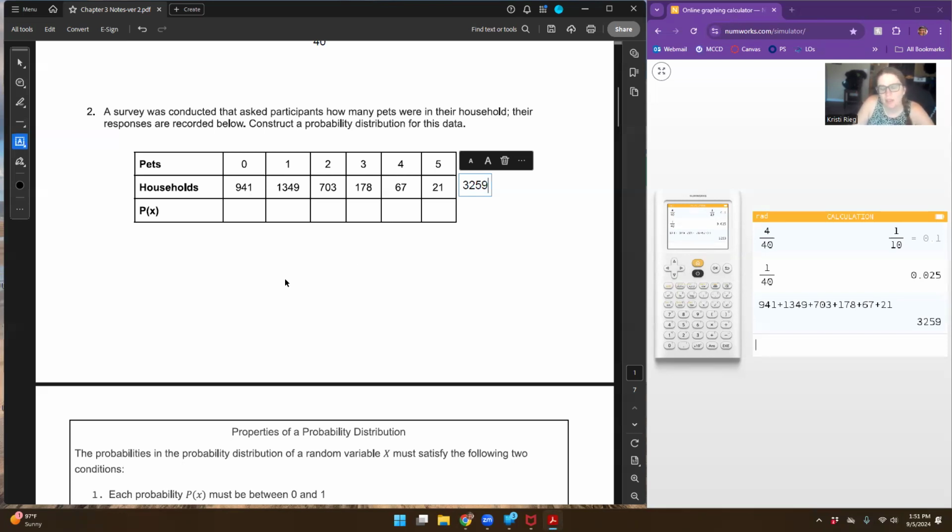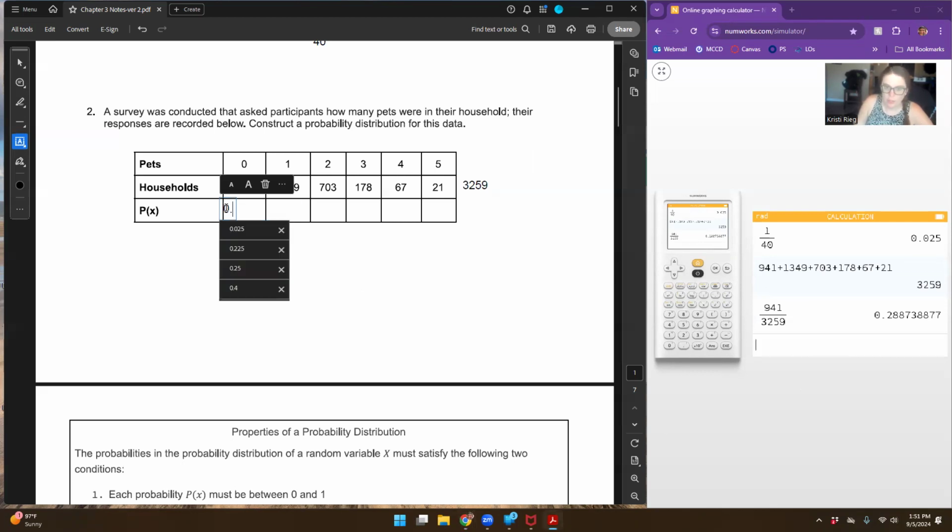These are not going to be pretty fractions, so this is just going to be all decimals. I'm probably just going to round it a little bit because it's not going to fit in this box. So let's see what this first one does. We have 941 over 3259. Oh yeah, that's a mess. So let's just go to 3 decimal places. 0.228. Nope, 229.